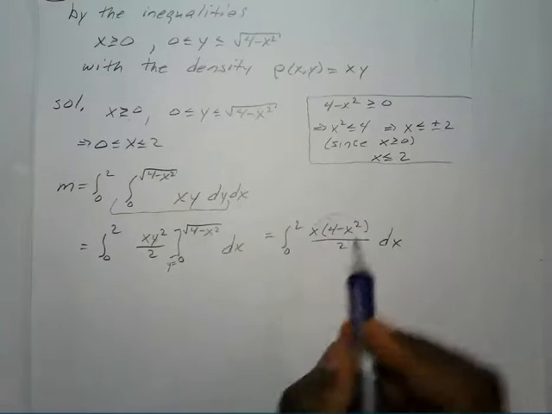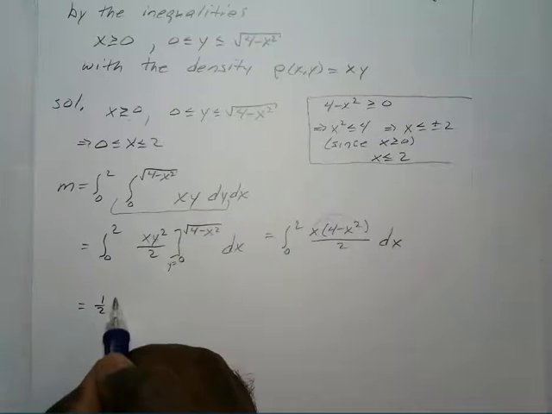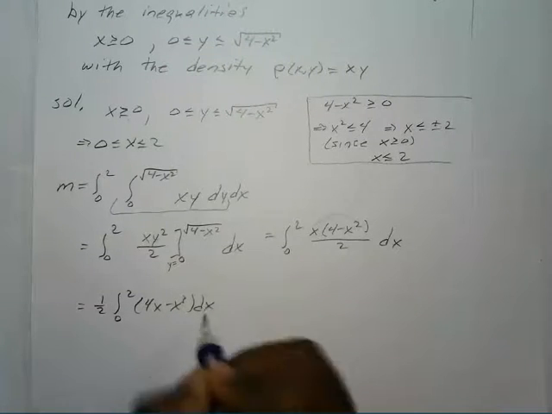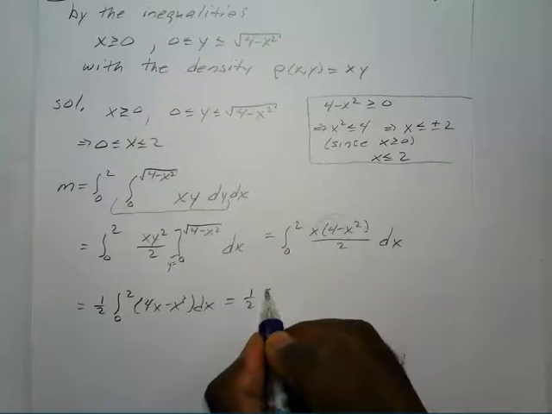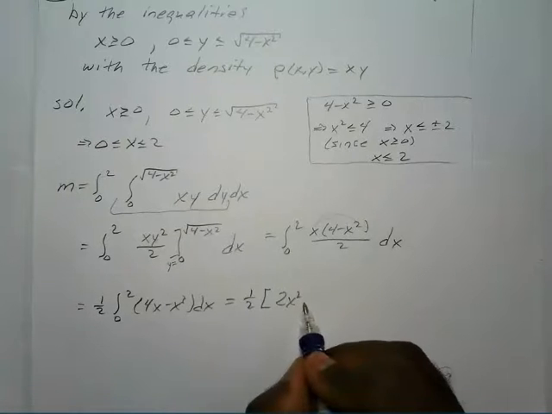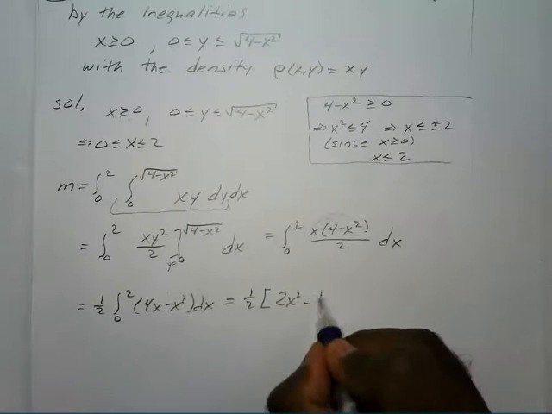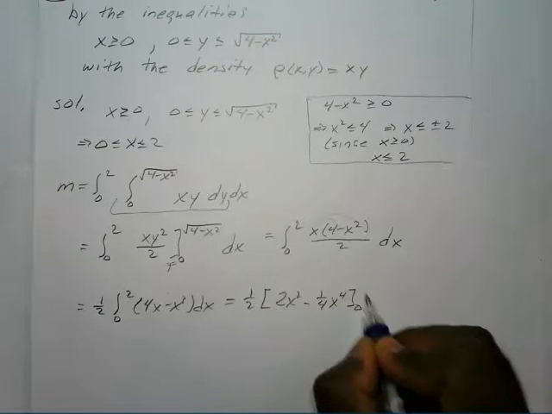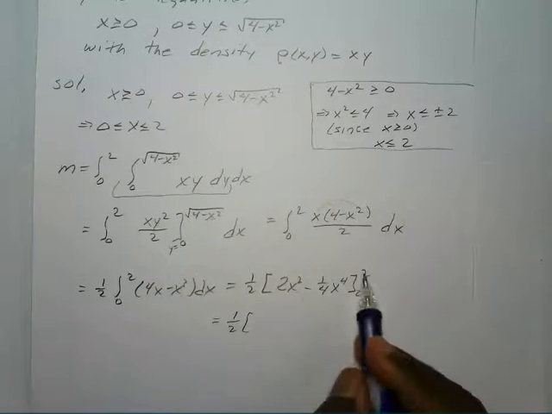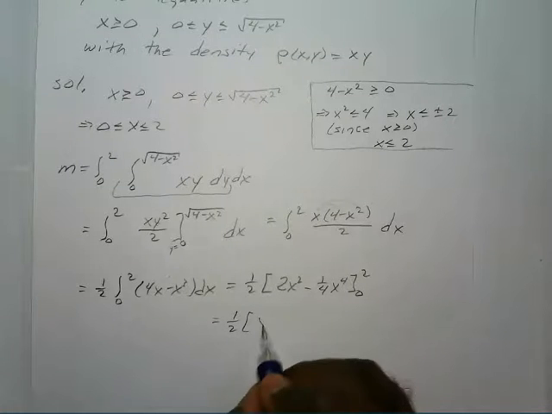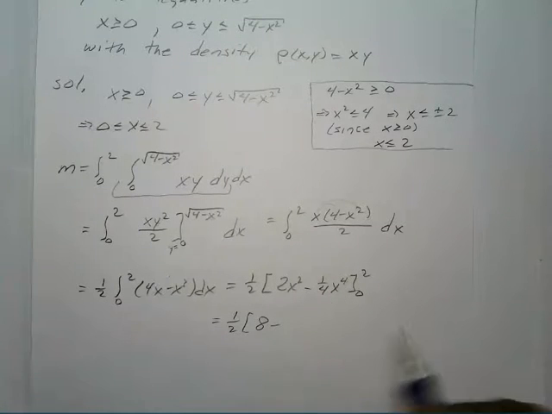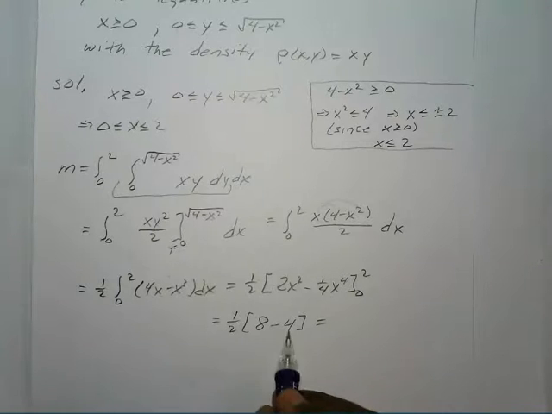We're going to distribute that and pull the 1/2 out. So from 0 to 2, 4x minus x cubed dx is 1/2 times, we have x squared over 2, 4 divided by 2 is 2, so you have 2x squared, minus x to the 4th over 4, so 1/4 x to the 4th, from 0 to 2. So that's 1/2 times, if we plug in our 2, we have 2 times 4, which is 8, minus, 2 to the 4th power is 16, 16 divided by 4 is 4, so we have 1/2 times 4, which is just 2.